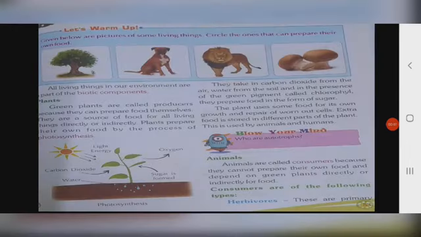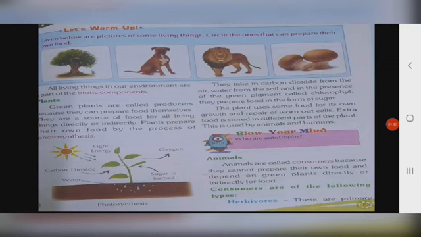You will see when you open the chapter number 7, there is a let's warm up activity given where there are some pictures given. कुछ living things की pictures दी गई हैं. You have to circle one that can prepare their own food. ठीक है. For example, a tree's picture is given, the dog, lion and the mushrooms. So who can prepare their own food? That is a tree. So you will circle the tree, right? Now let's start the reading.